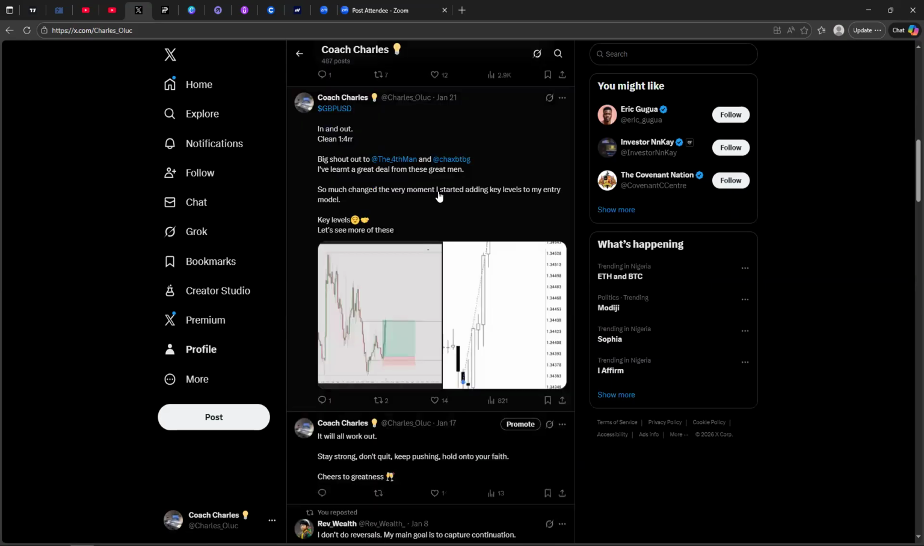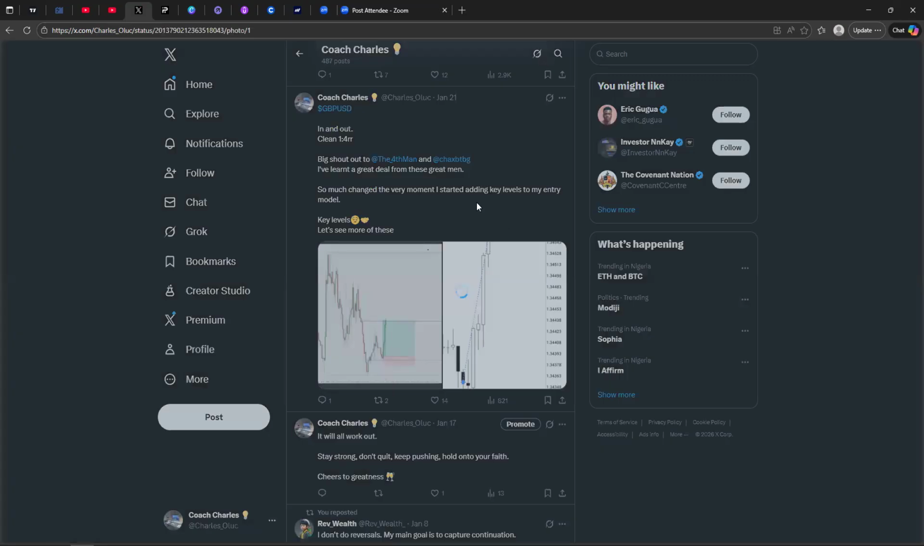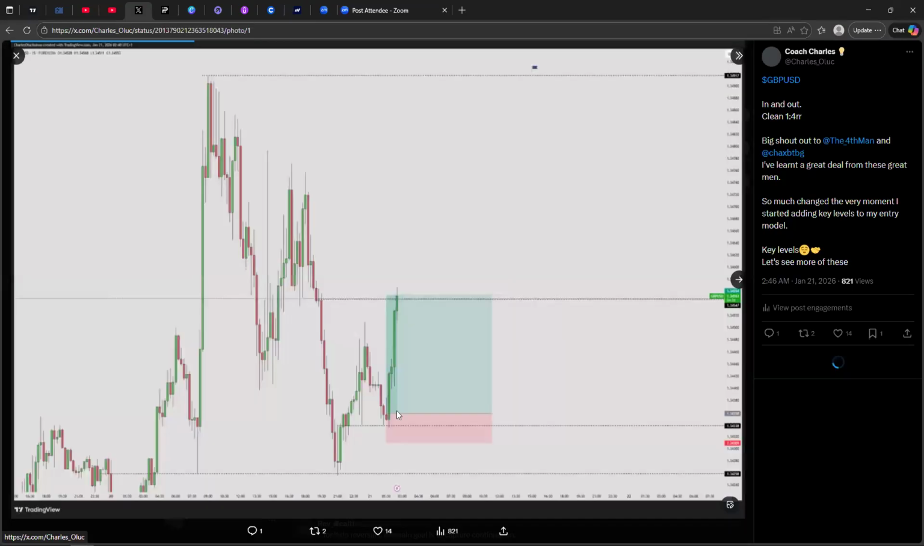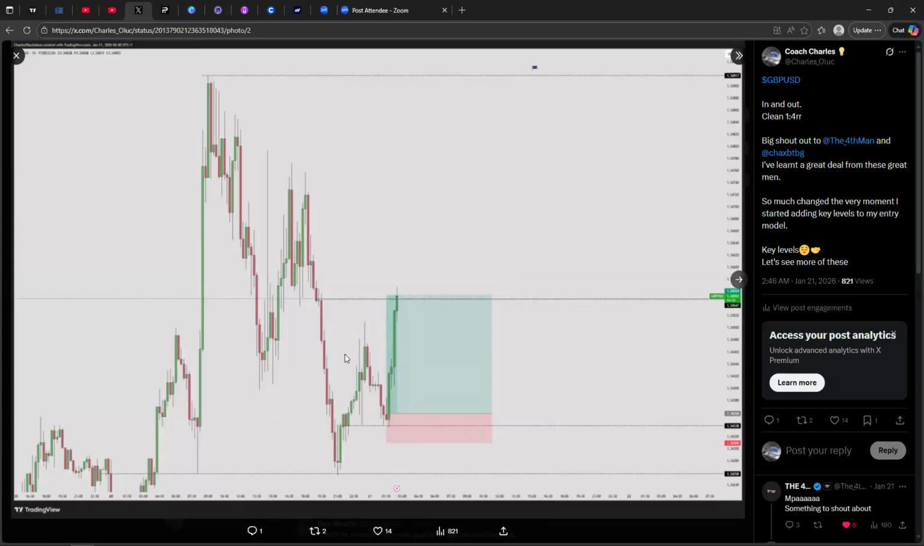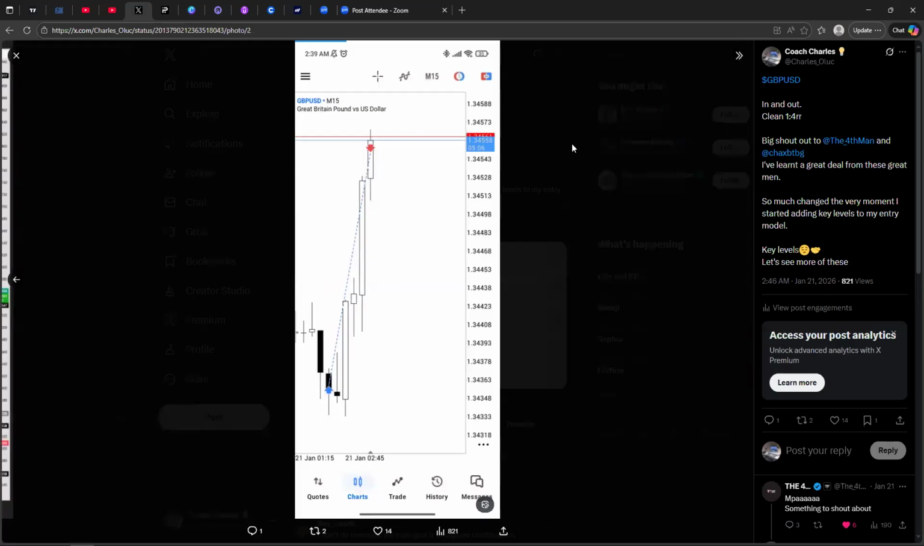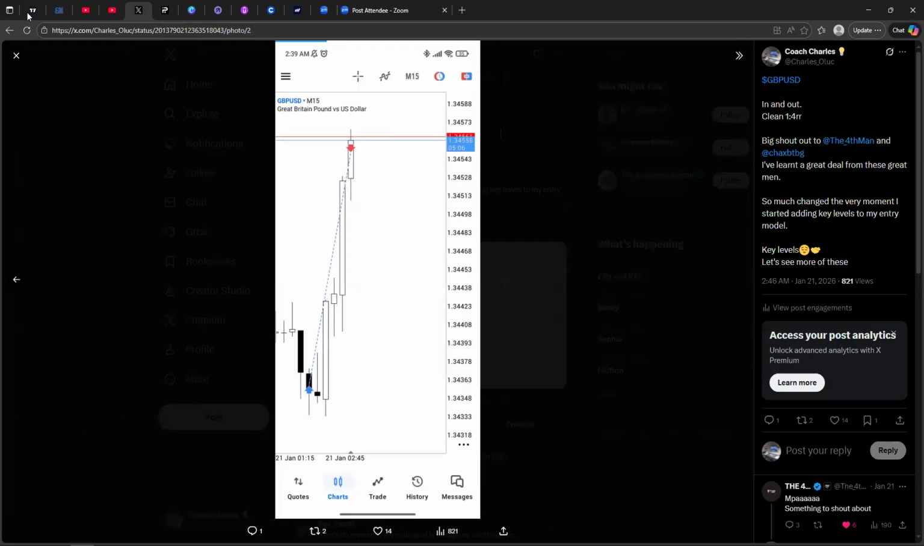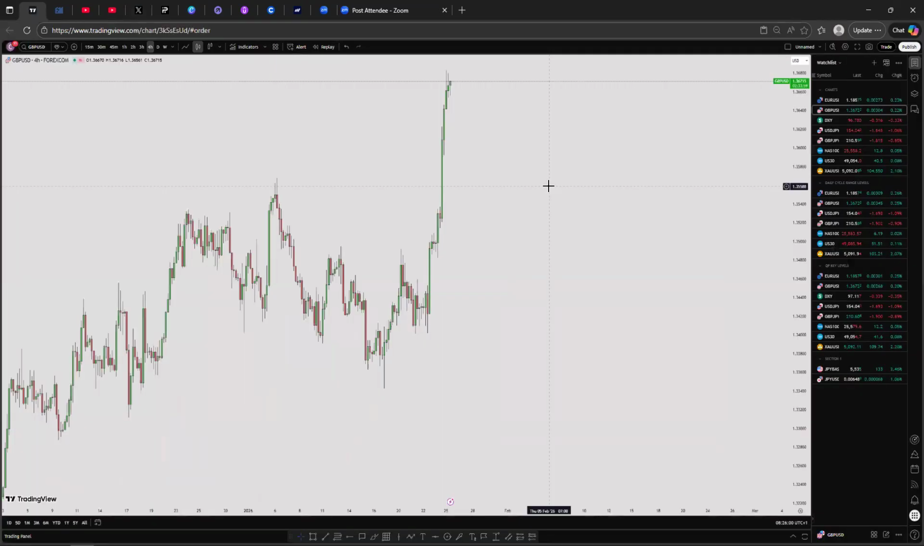I gave credits to the people that I learned the entry model from, which is Fort and Charts. So that was it. That's 1 to 3, 1 to 4 reward in and out, and that was my execution. So you can see it in and out. And this was one of the major trades I took last week. I didn't take many, and the next one was, I think, USD JPY.